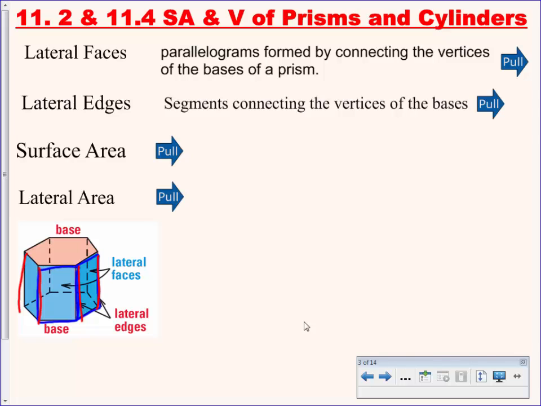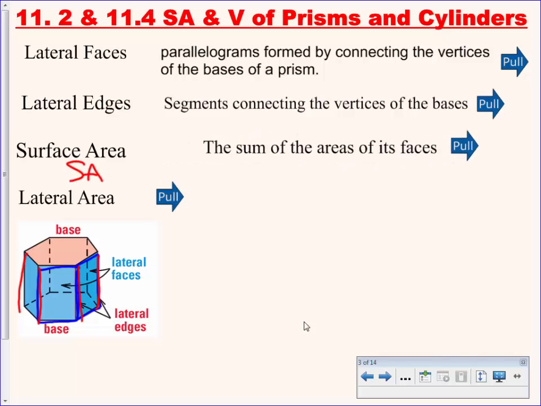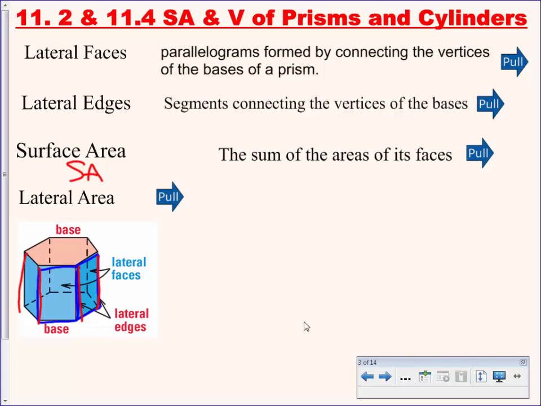Surface area is notated with the letters SA. You'll see that on the formula sheet. So surface area is the sum of all the areas of its faces, meaning it does include the bases. So if you want to find the entire surface area of that figure there, you would use a formula.